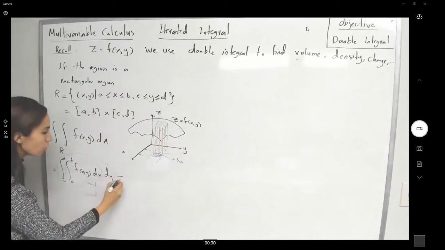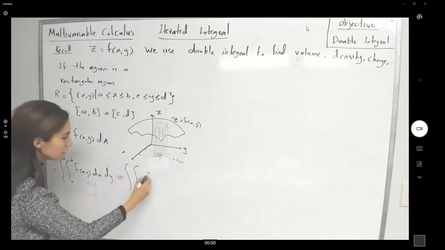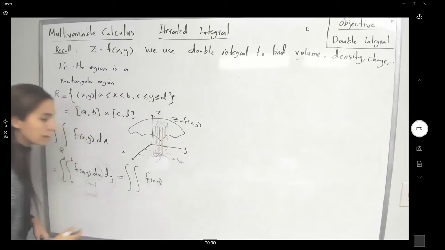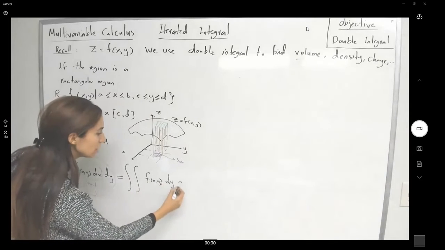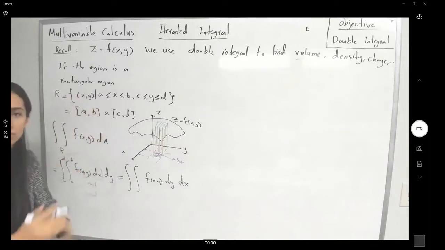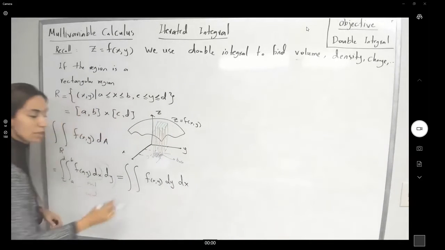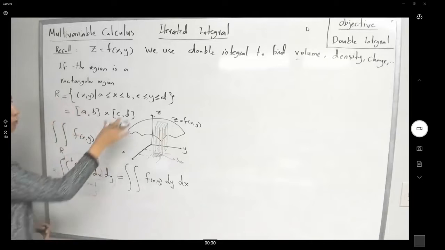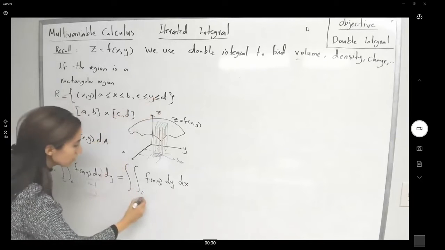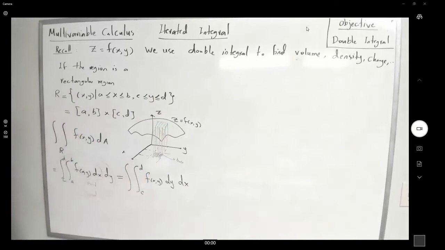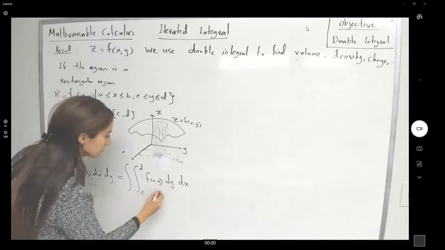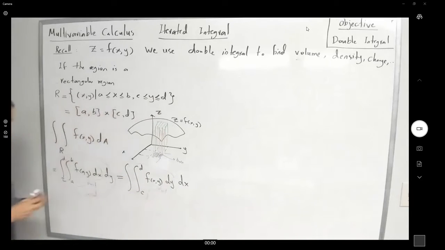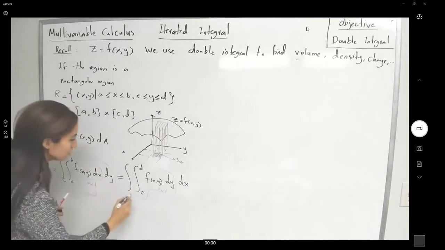So it must be equal to the double integral, again, you have your height, function z, f of x and y. Now you can take the integral with respect to y, then with respect to x. So since you're taking the integral with respect to y first, y ranges between c to d. So this is going to be your inner integral, your first integral. Then you're going to take the second integral, with respect to x, a to b.